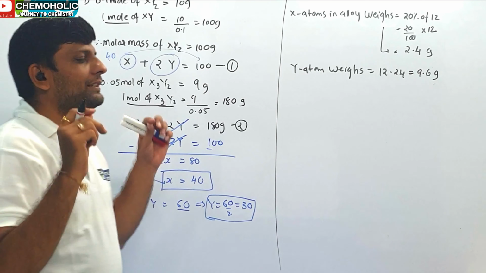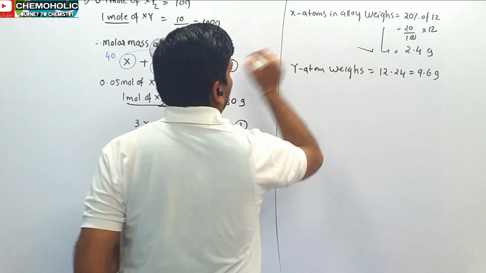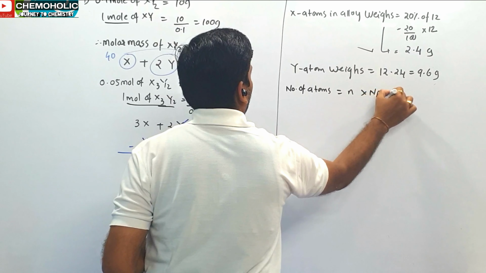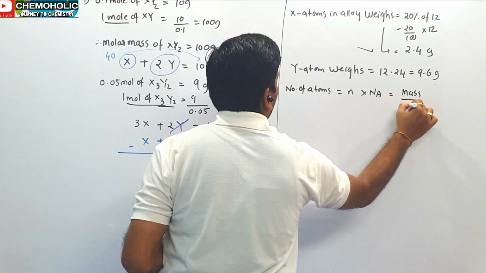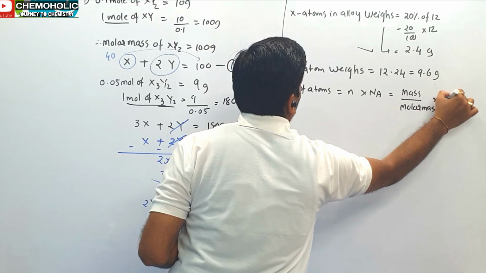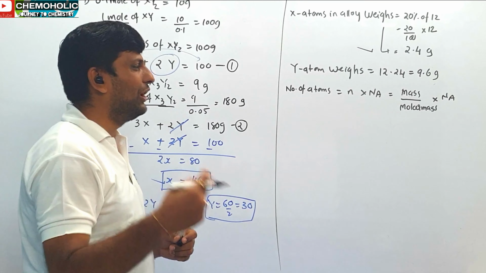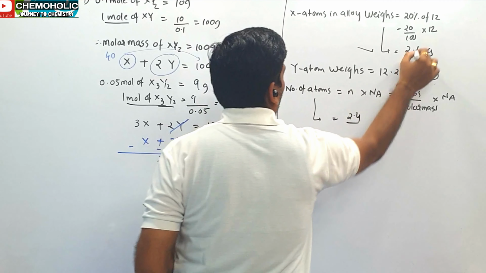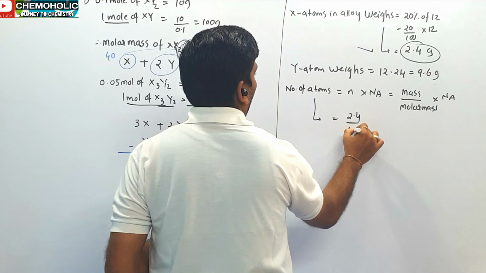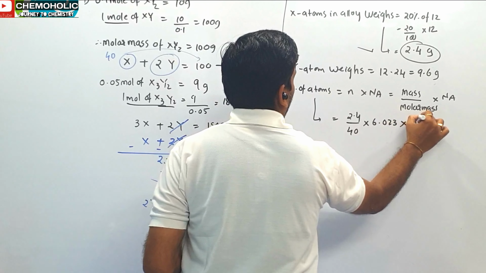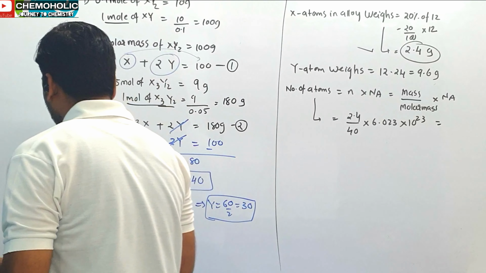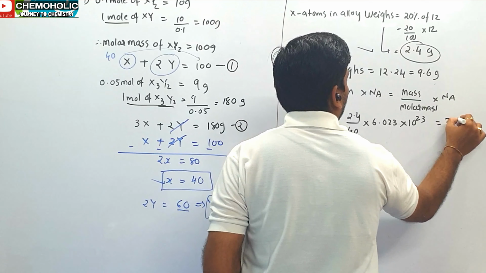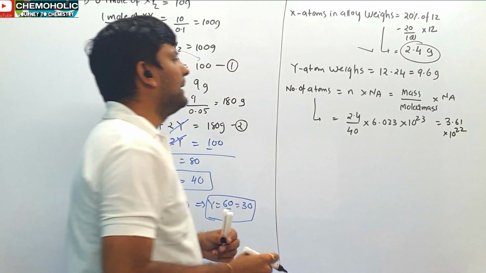Clear? Okay. Second way, find out the number of atoms in X. How shall we find? Well, you know the formula. Number of atoms is equal to number of moles multiplied by Avogadro number. Number of moles is mass divided by molar mass. Again, for this formula, just watch my video lecture number 2. You will get all the formulas in 2 and 3. So, what is the mass of X? It's 2.4. What is the molar mass? It's given to you. 6.023 into 10 to the power 23. Hence, you will get the number of atoms of X. The number of atoms of X is 3.61 into 10 to the power 22. These are the number of atoms of X.